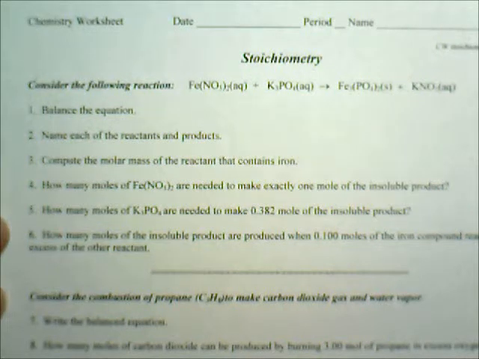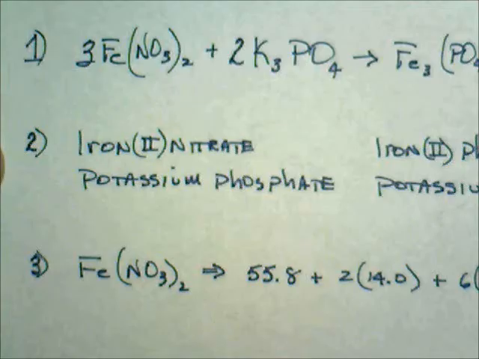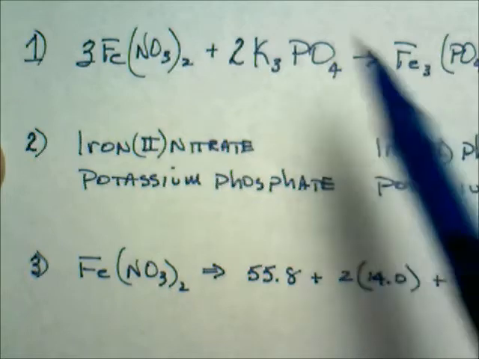Today we're going to take a look at a stoichiometry worksheet that has three problems on it. It starts off with an iron nitrate compound reacting. So let's take a closer look at what we have here. Okay, let's look at our couple of questions on the first part of our worksheet.